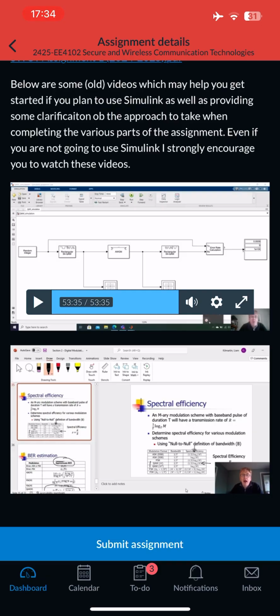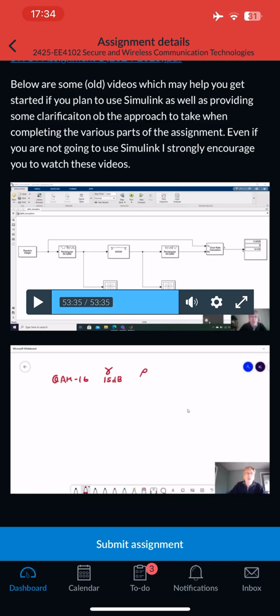We can see it's a half of log base 2 of M. M is 16 in that case. So plug it in. That gives us 4 divided by 2, which is 2. So our spectral efficiency for QAM16 is 2.